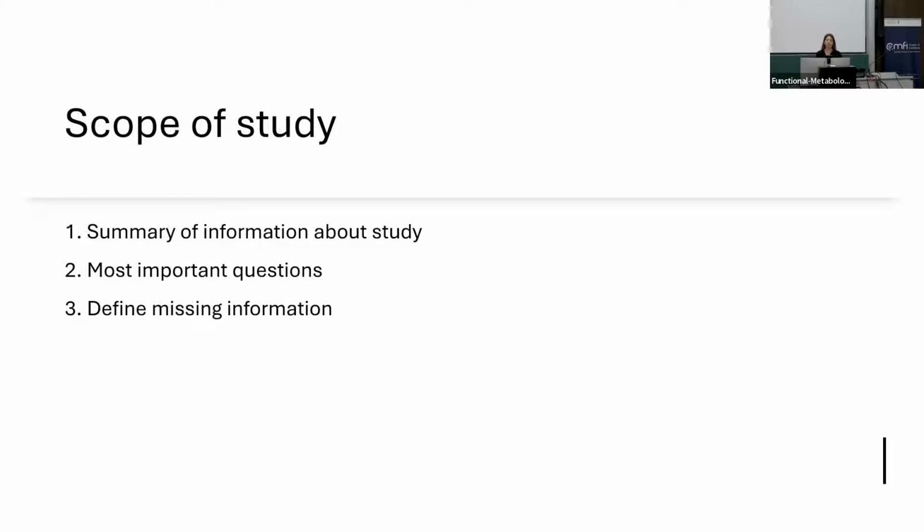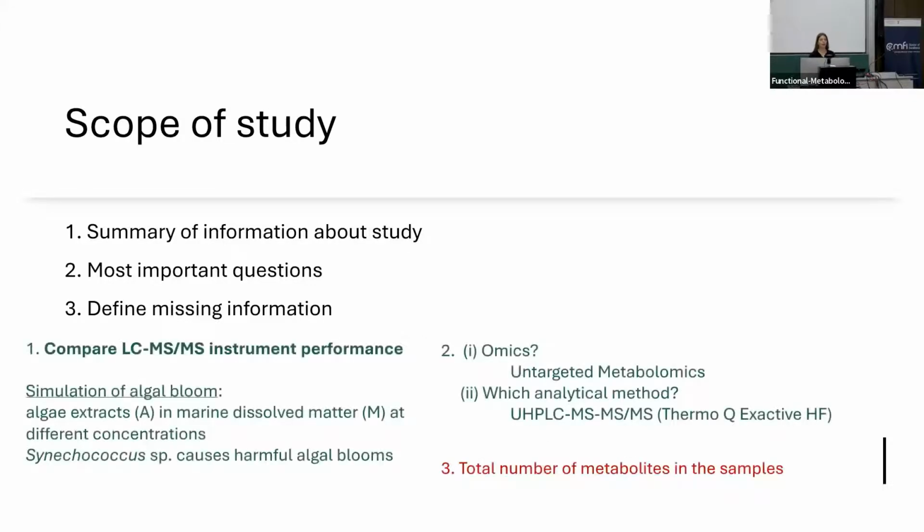Cool. So scope of your study. You need to go to literature and summarize any information you can have about the study, about the cells that you're going to use or organism, etc. Define the most important questions and define the missing information. So if we take as an example our data set that Daniel will provide, we aim, as he said, to compare the different instrumentation and their performances throughout a lot of labs.